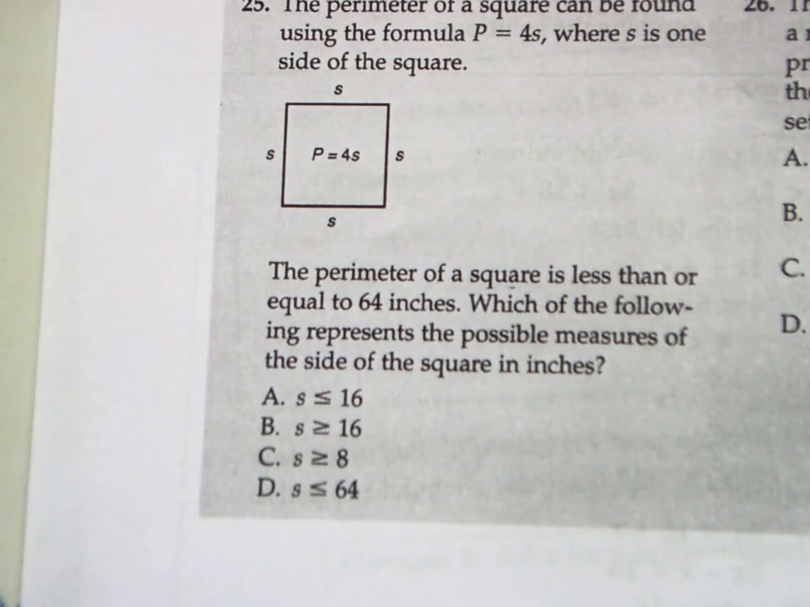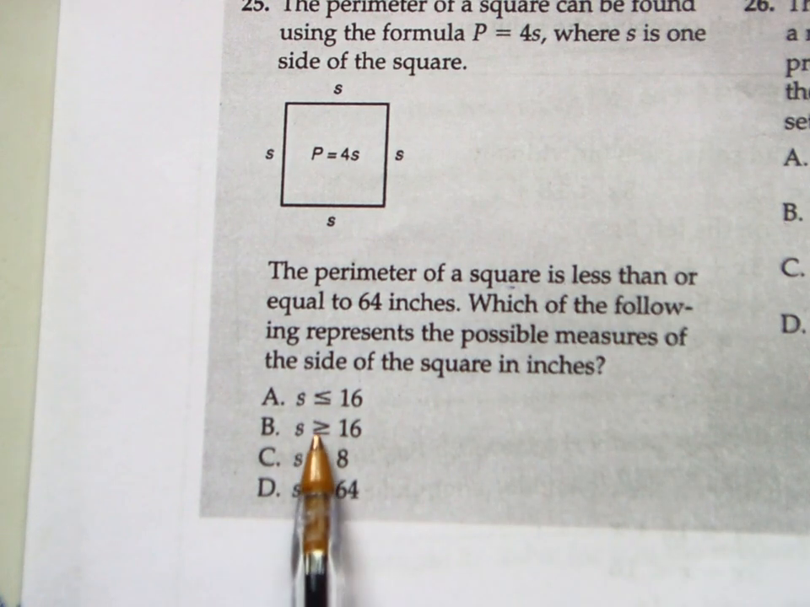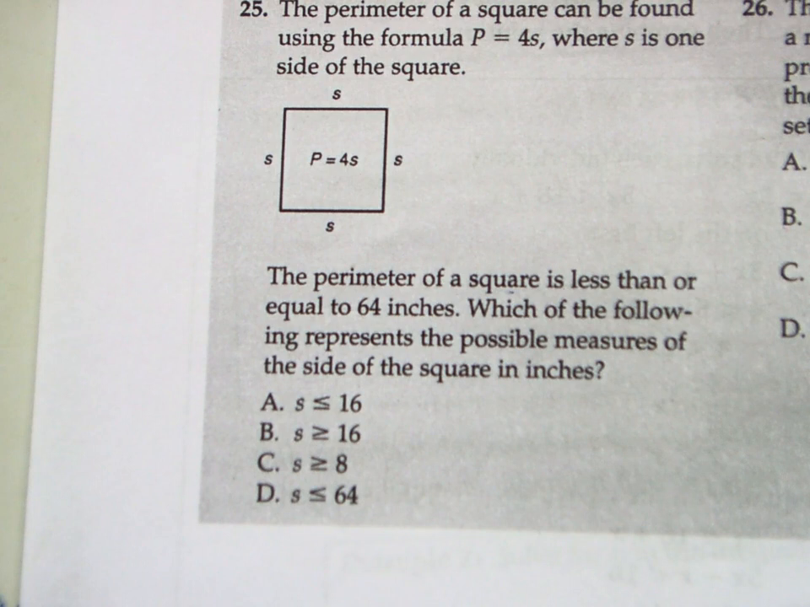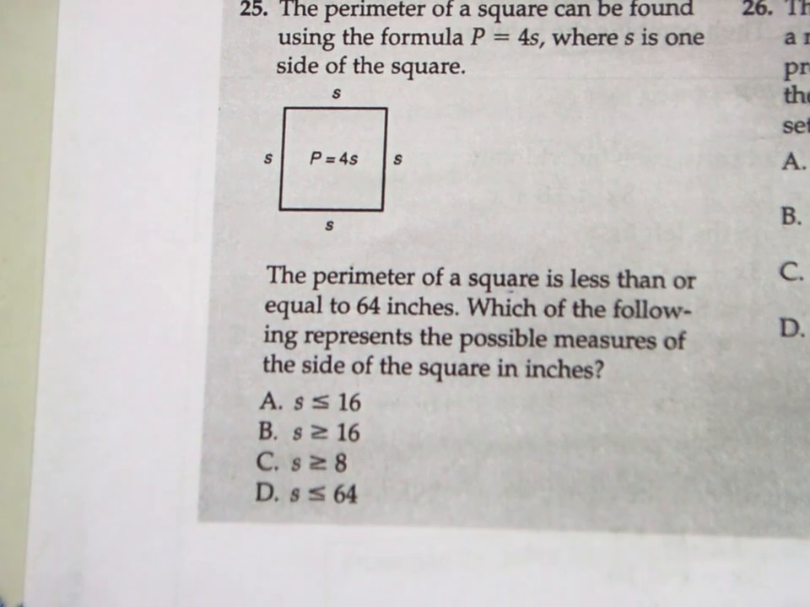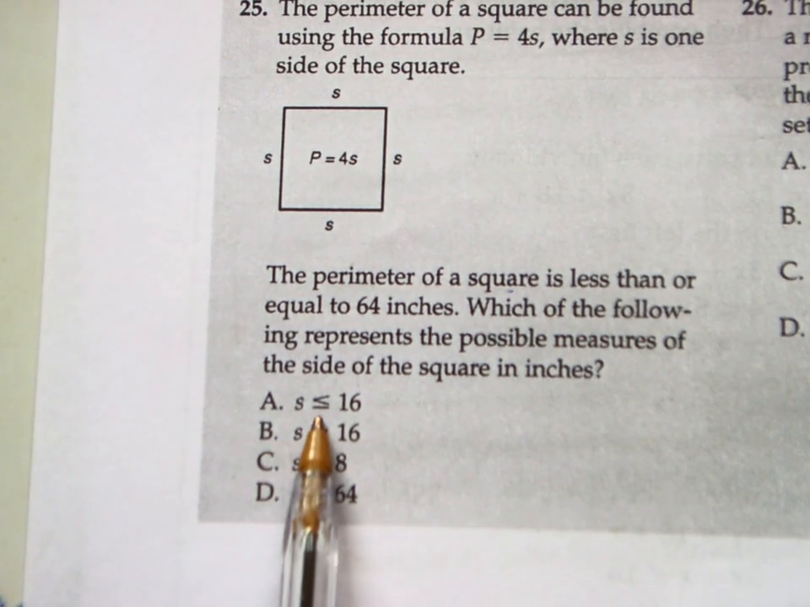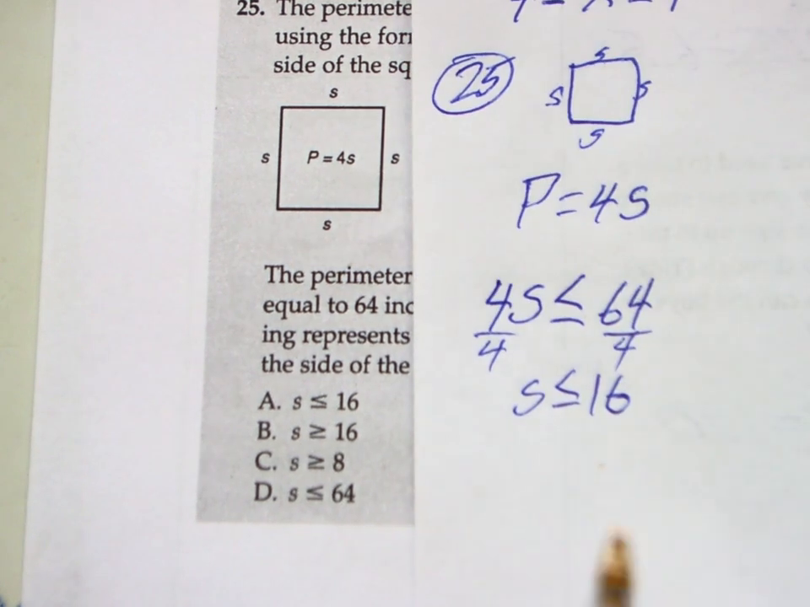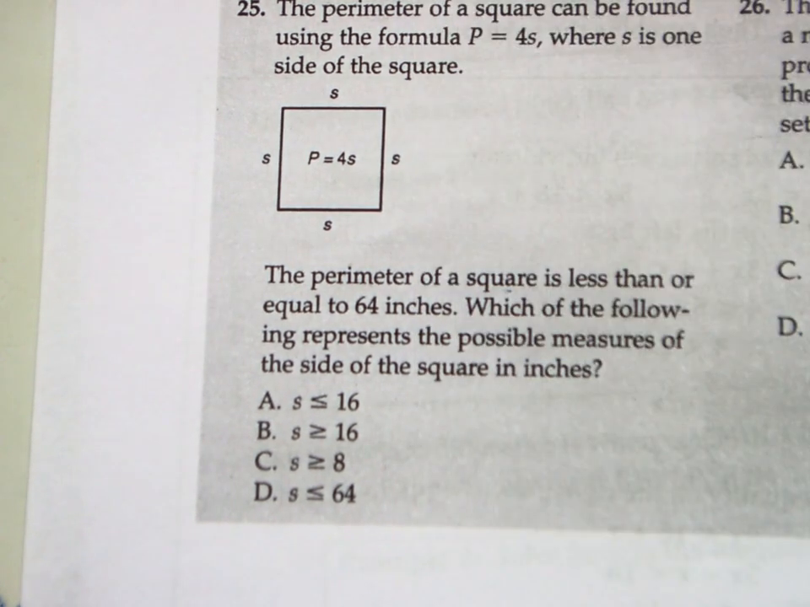Is that one of the answers? Here's a 16, but this says S is greater than or equal to 16. We don't want that one. How about A? A says S is less than or equal to 16. A is the correct answer. That's what I got. Okay.